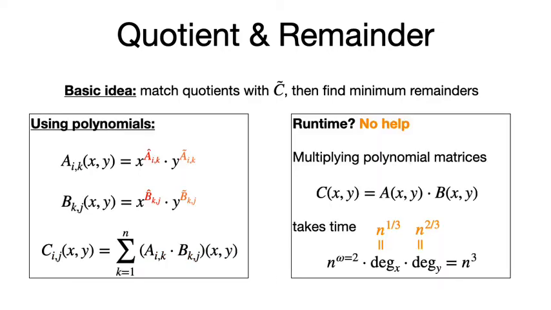However, matrix product between the two polynomial matrices is no easier than the original min-plus product. The runtime here is n squared times the maximum degree of x times the maximum degree of y, which is still n cubed.